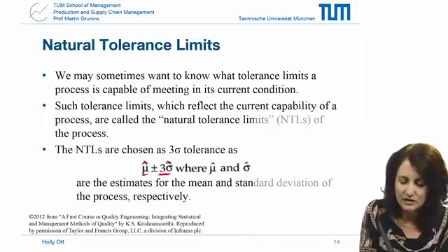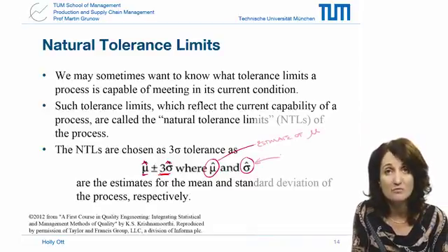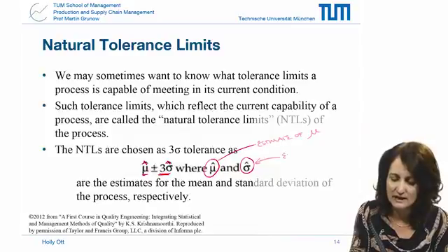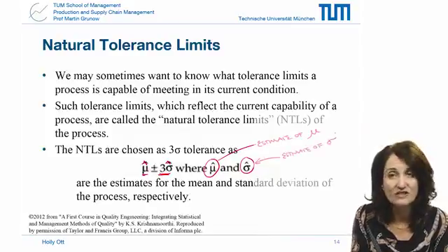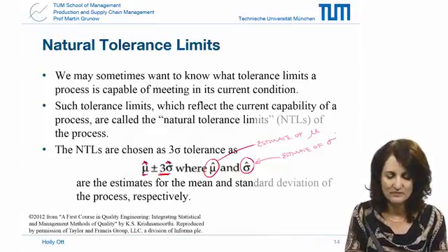This is indicating you need to have an estimate of the mean, an estimate of the characteristic mean using that particular process, and an estimate of the standard deviation, the actual true standard deviation of the current process.